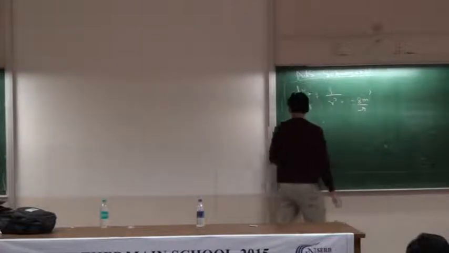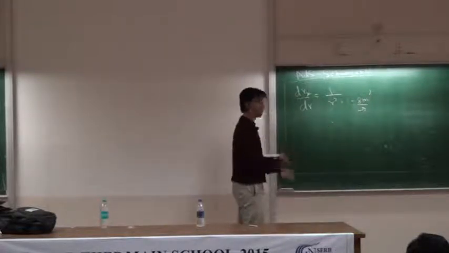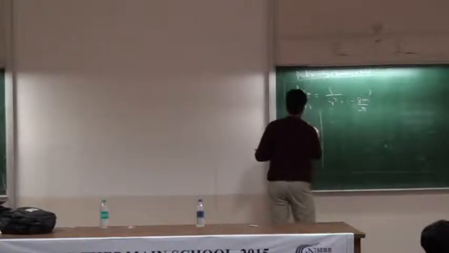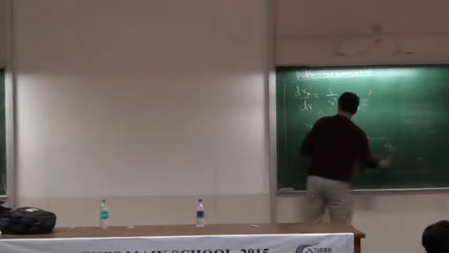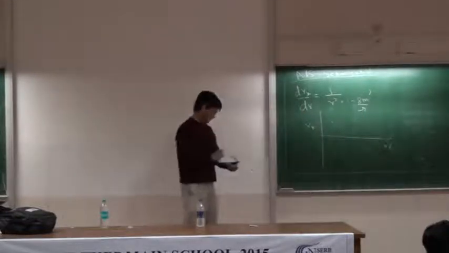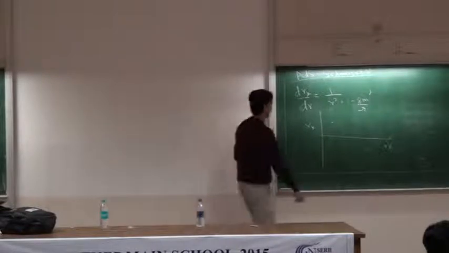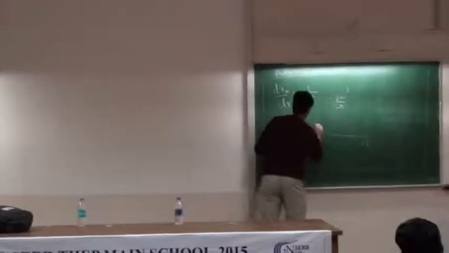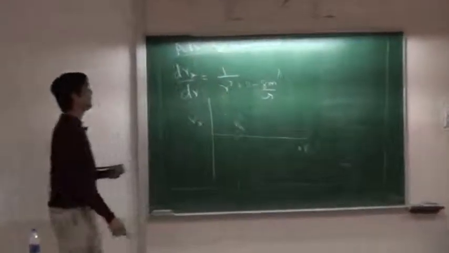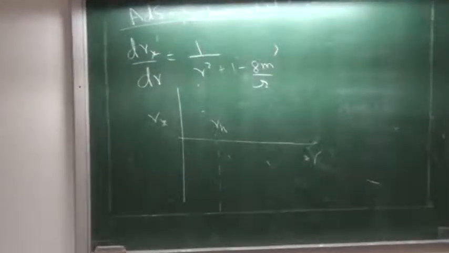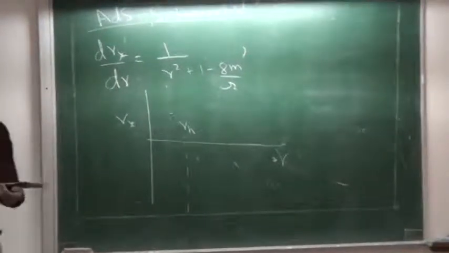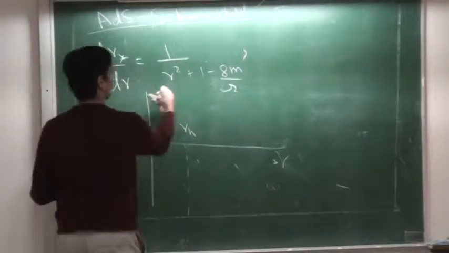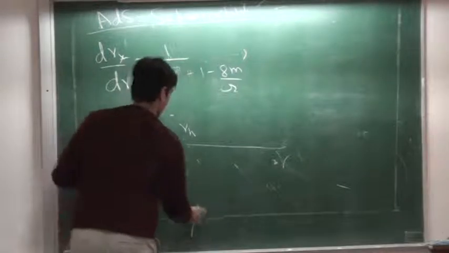What's the behavior of this tortoise coordinate? There's some horizon here, which is the root of this thing. What's the behavior of this tortoise coordinate? At r equal to RH, where RH is the root of this, it goes to minus infinity as usual. What happens at infinity?